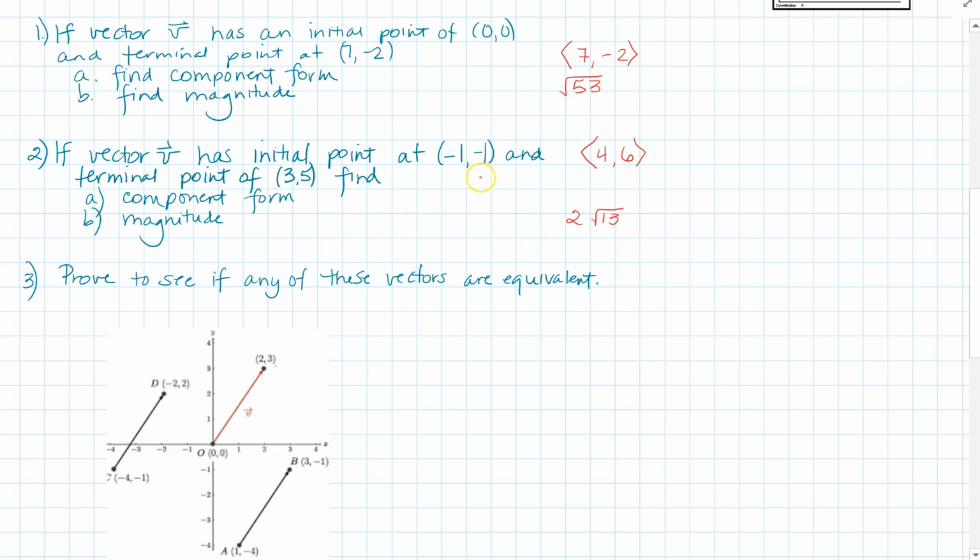Same thing here. It goes from -1 to 3, it means it went to the positive 4. From -1 to 5 is to the positive 6. And 16 and 36 is 52. But the square root of 52 can be simplified to 2 root 13.